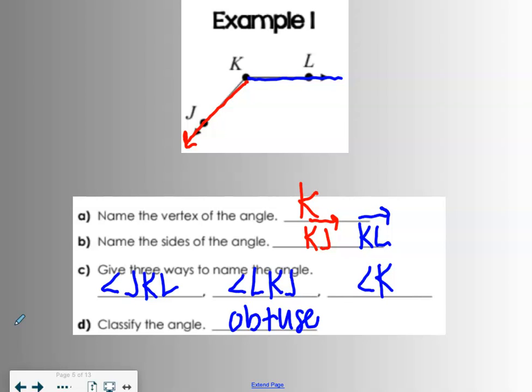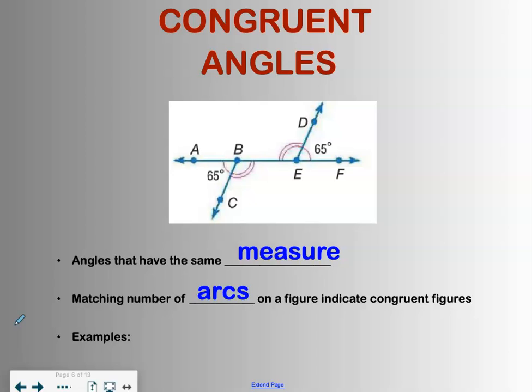If we have 2 angles that have the same measure, they are called congruent. Just like you can have congruent segments. They're exactly the same. But this time in the picture, they'll have little arc marks on them to tell you that they're congruent. Those red little arc marks.